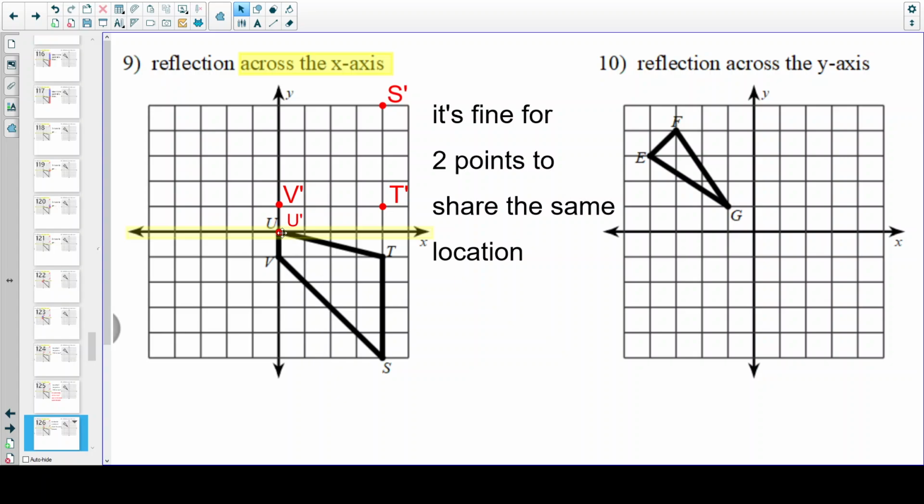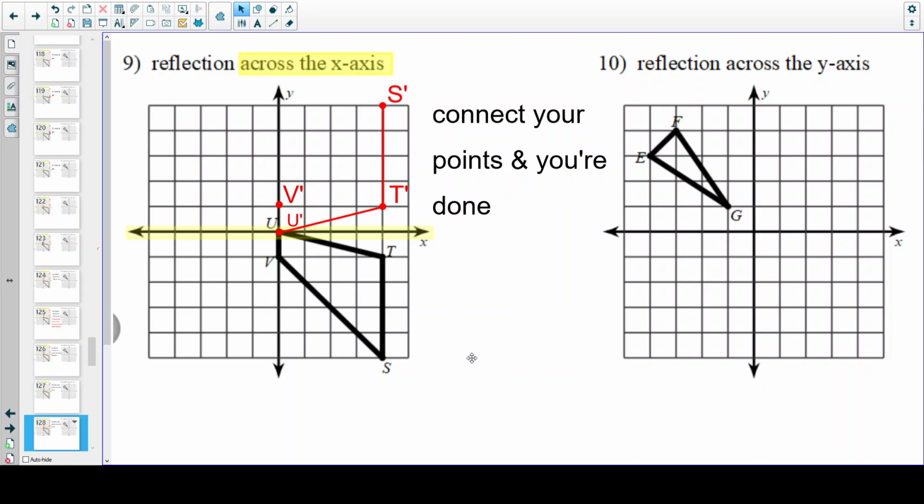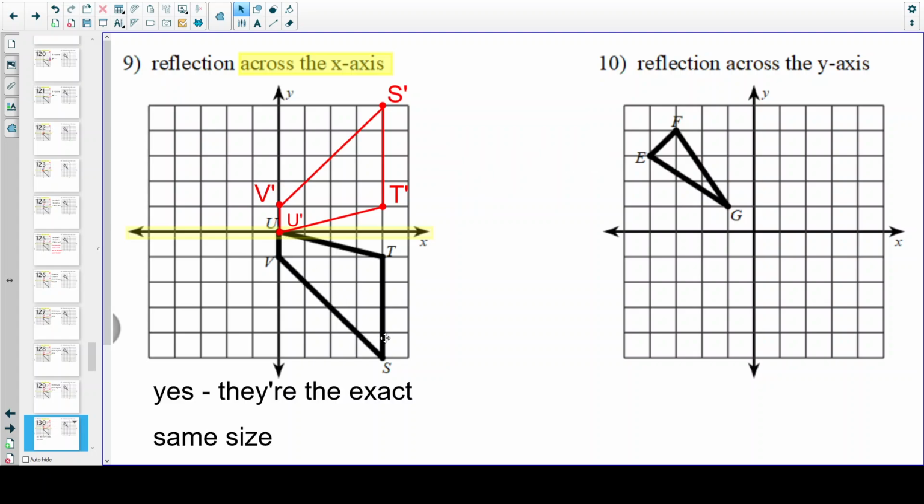But what do we do after we've done that? I keep getting interrupted. Sorry about that. So here, what can we do with all of these points that are sitting here? Well, we need to connect them. Now I see that U is connected to T, so how about we take U prime and connect it to T prime, etc. T is connected to S, so I'm going to take my T prime and connect it to S prime, right? And then S prime to V prime looks like it should happen. Let's go check over here. Yeah, S to V. And then V prime to U prime. Yeah, because V connected to U. Yes, they're the exact same size.